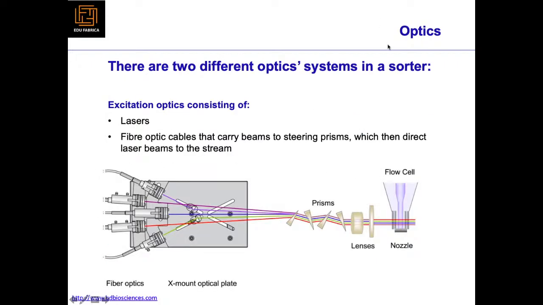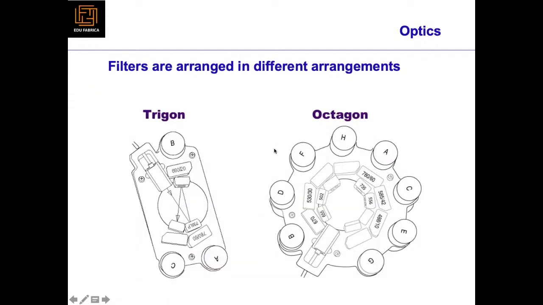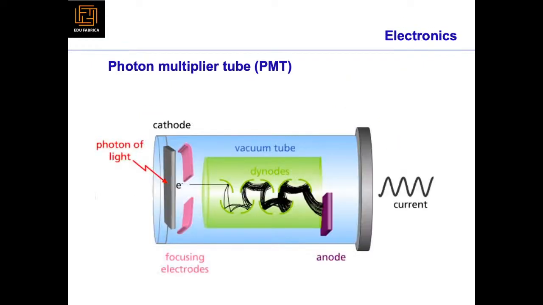So there are different types of optics in the sorter. There are lasers and fiber optics, and these lasers are delivered by the fiber optics. There can be 1, 2, 3, or 5 different lasers, and they go through the prisms and directly onto the flow stream of your flow cell. Then there are different arrangements in the optics, trigon and octagon. So 3 different fiber optics, 8 different optics, and so on. And there is also a photomultiplier tube, the PMT.